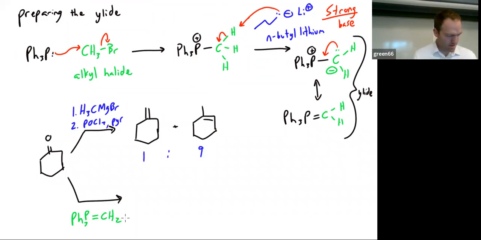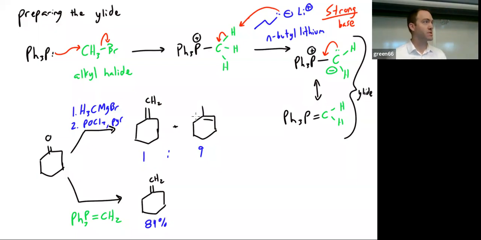React that with Wittig. I'll write a CH2 up here just so you can see it together. This would be 84% yield. So it's not perfect. This molecule is pretty reactive. You would get 84% yield. It would not form any of that.